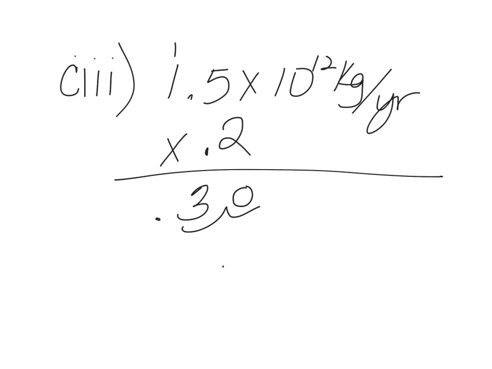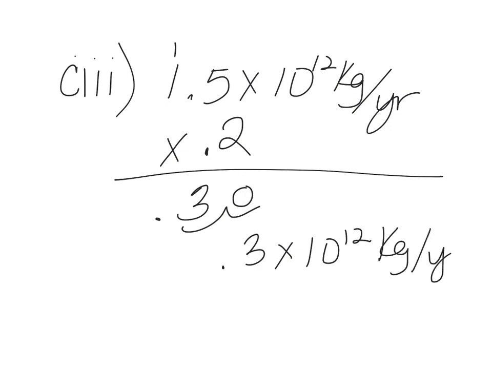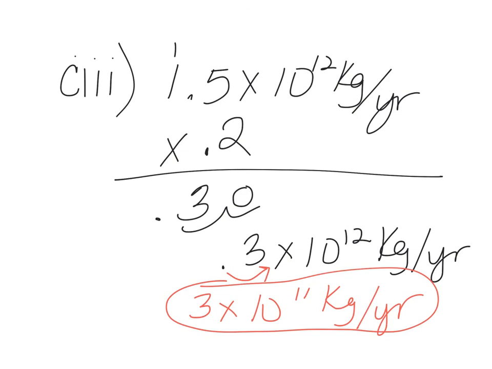So my answer comes out as 0.3 times 10 to the 12th. This is how much less. And to put it in proper scientific notation, I'm going to move the decimal here. And so this is the answer in proper scientific notation. This is not a hard problem. This is a really easy problem.